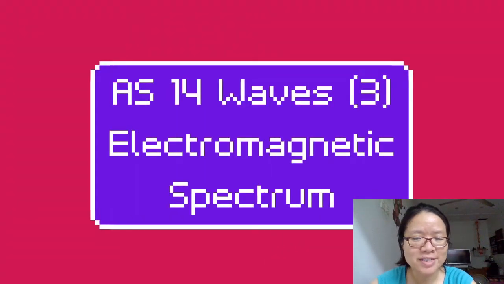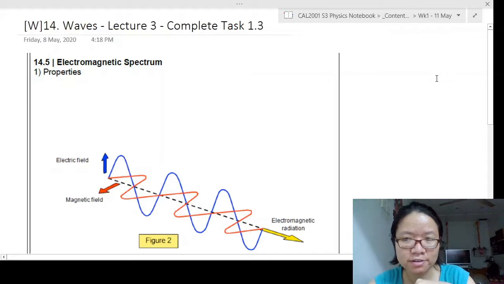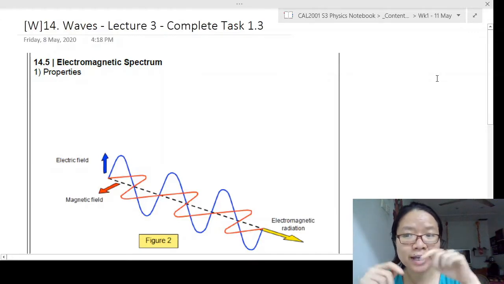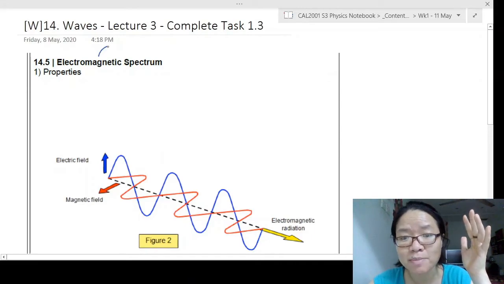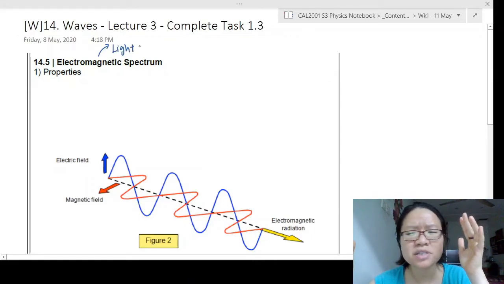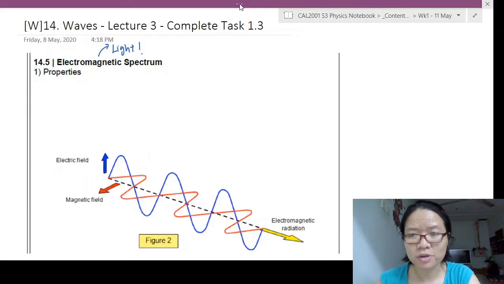Alright, hello, this is the final lecture for waves and we'll be talking about the electromagnetic spectrum. Now before we start, please click the Kurzgesagt video in the link, the first video, watch it first, then come back again because it will help you visualize the properties and memorize them better. So this part of the topic is a bit of memory work, okay?